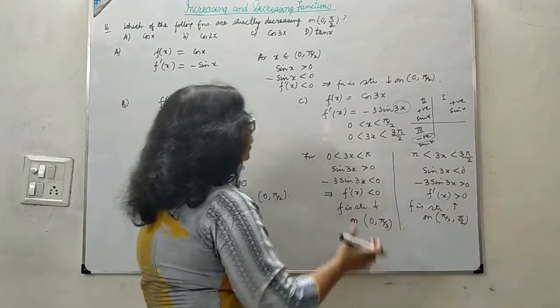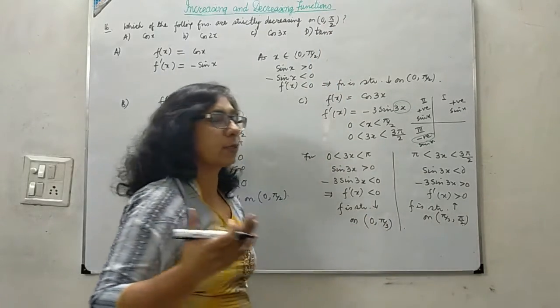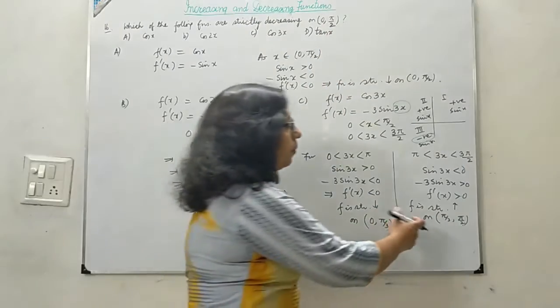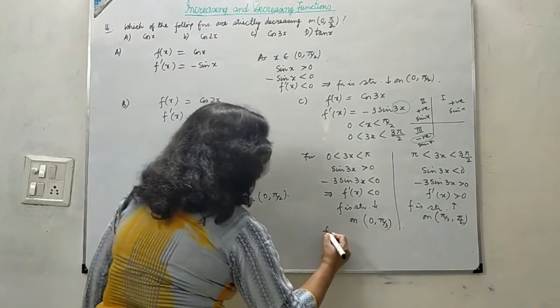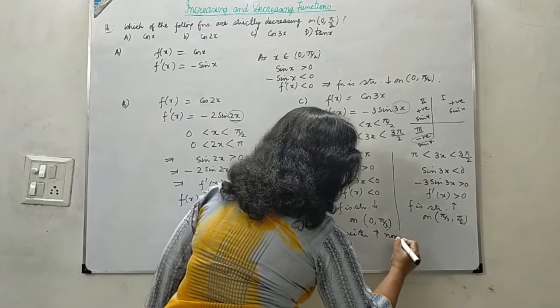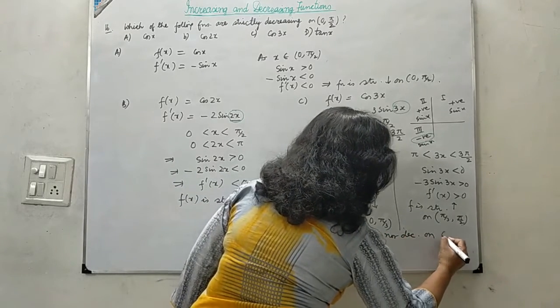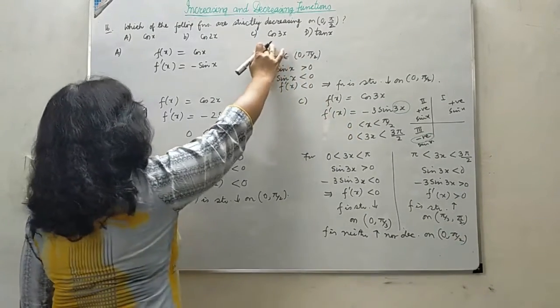Earlier I told you that if in an interval like 0 to pi by 2, on some part the function is strictly decreasing and on some part it is strictly increasing, then the function is said to be neither increasing nor decreasing on 0 to pi by 2. So this might not be our answer.